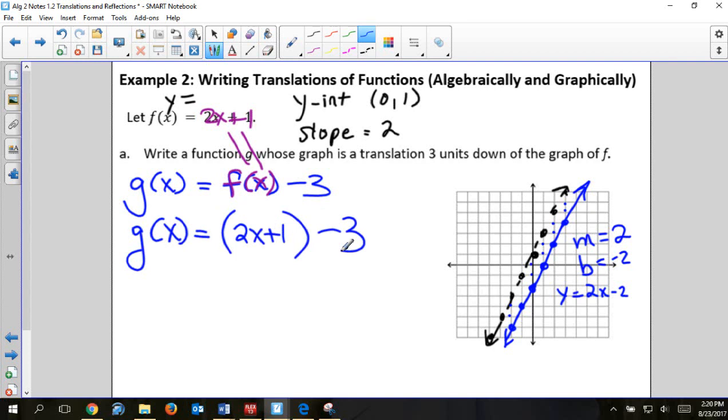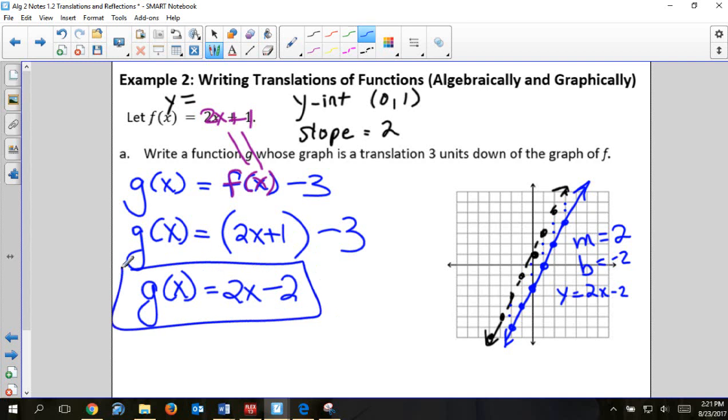And I did those parentheses because sometimes they're really helpful. They don't really do anything from here. They don't hurt us or anything, but sometimes they're really important. You'll see. Now, can I simplify anything? Are there any like terms I could combine? Anything I could multiply? Is there anything I could do to simplify this? Yes, I could add together the plus 1 and the minus 3. So I have g of x equals 2x minus 2. And is that the same thing we got graphically? 2x minus 2.